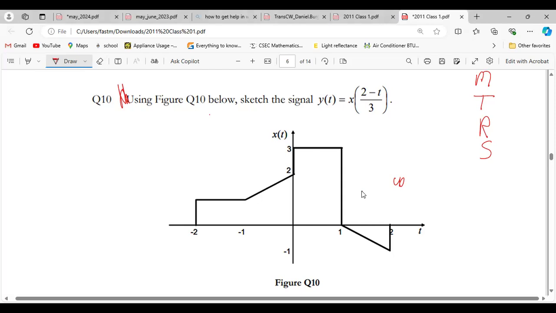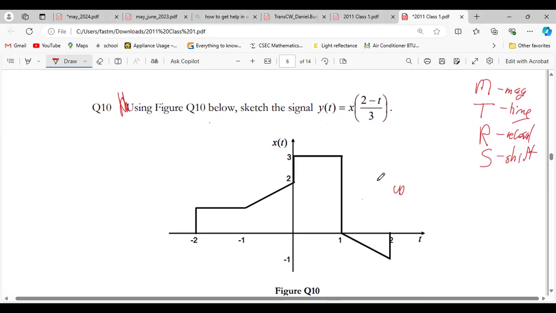So anyway, we know the M is for the magnitude. T is for your time. The R is for your reversal. And then this is the shifts. So we have those going on.